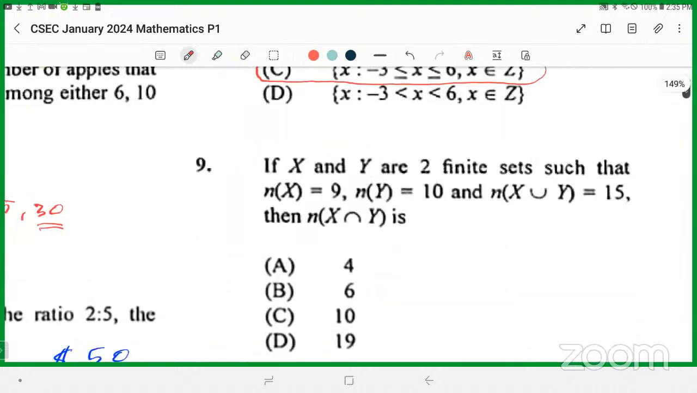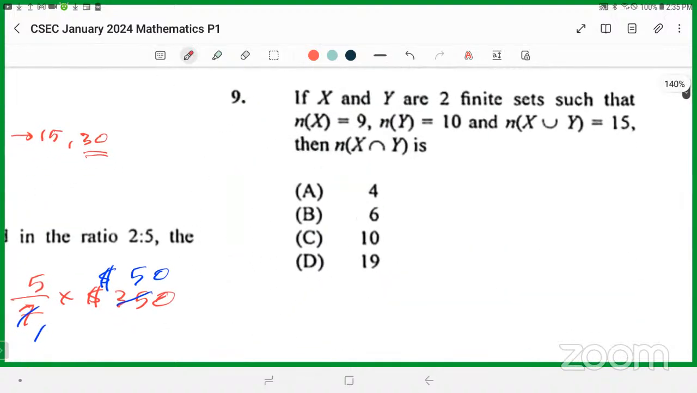Next question says, X and Y are two finite sets such that, so this is the number of elements in X, that's the number of elements in Y, this is the number in the union, and they're asking for the number in the intersection.